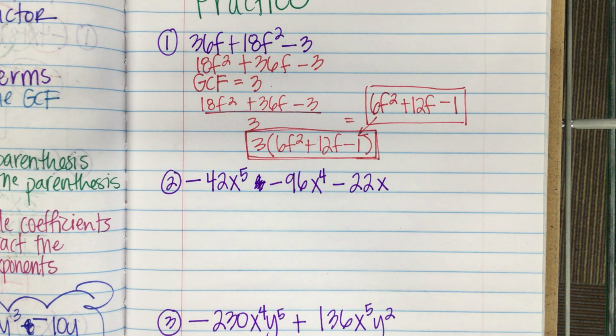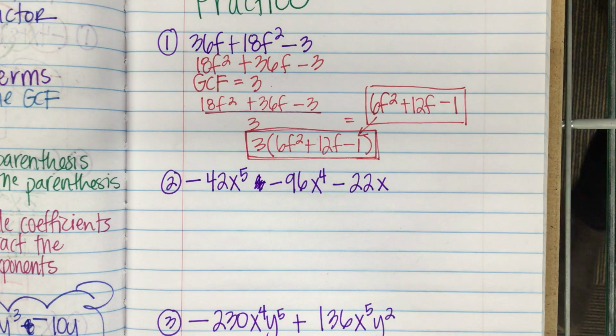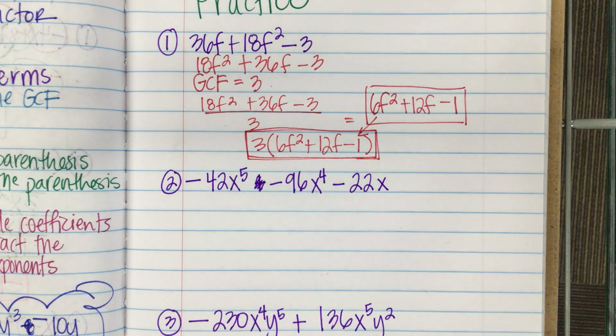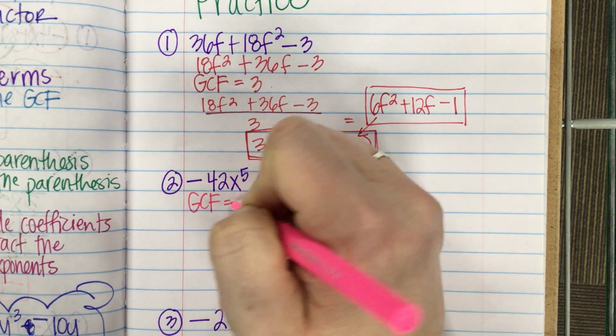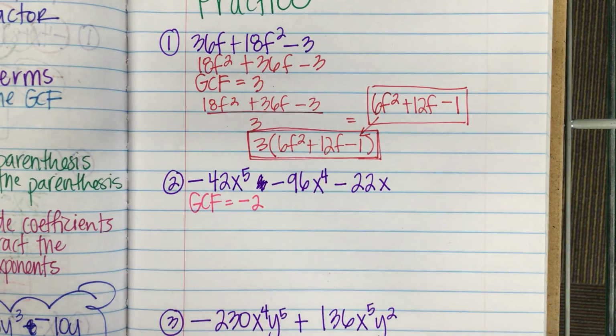What do 42, 96, and 22 all share? 2. The greatest common factor is negative 2. Why negative 2? Because they are all negative terms. So the GCF, my coefficient is negative 2. Do they all share a variable? X. And it's negative 2x.